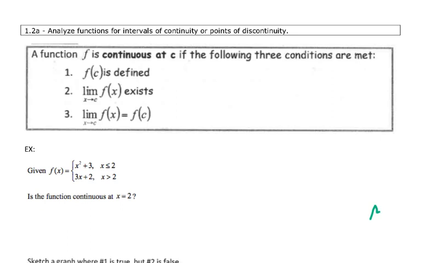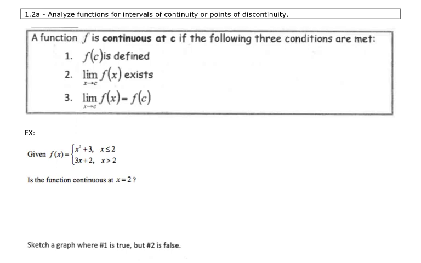Next up, let's talk continuity. There are 3 key parts of the definition of continuity. A function f is continuous at c if f of c is defined, so if there's an actual value; if the limit of f of x as x approaches c exists; and the value f of c exists and it's equal to the limit. So let's look at an example. We've got f of x, a piecewise function, and it's asking, is the function continuous at x equals 2?